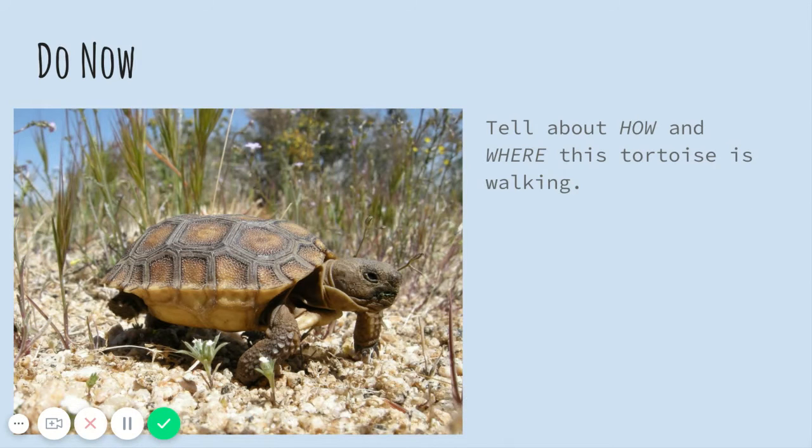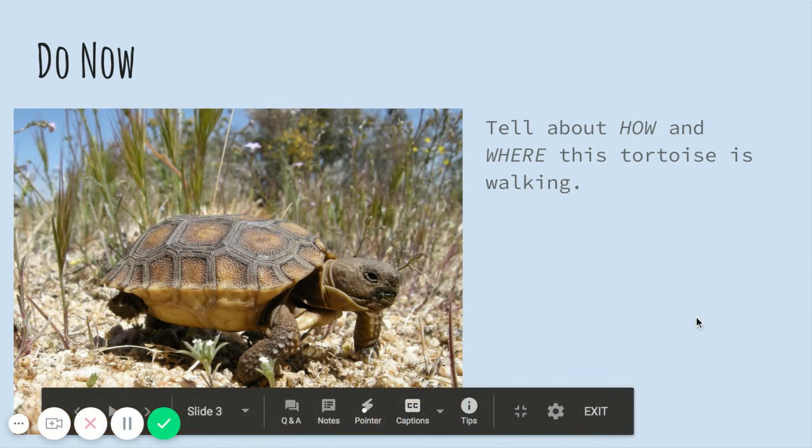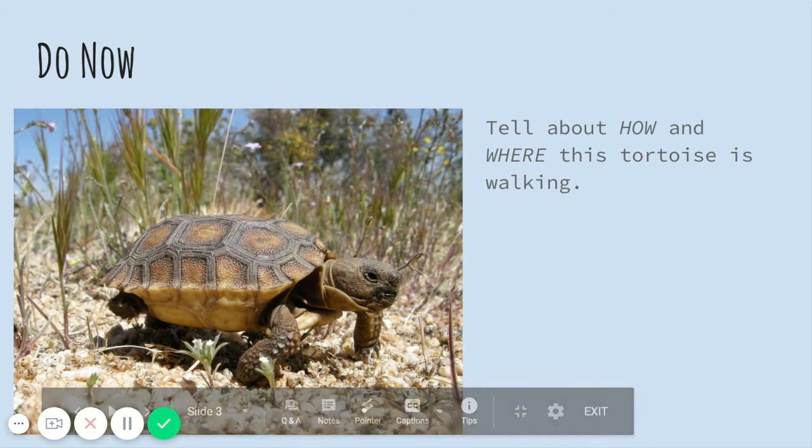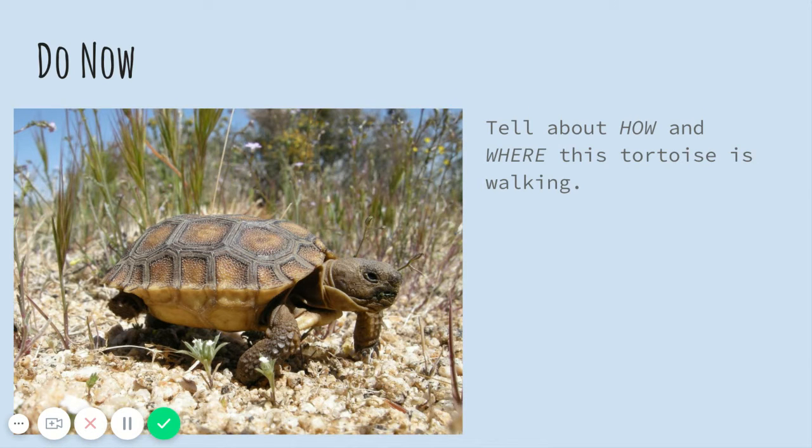For the do now today, I want you to look at this picture, and this is a tortoise, not a turtle. I had to look up the difference. Tortoises, the main difference is that they live on land, whereas turtles live in water most of the time. So this is a tortoise, and I want you to think to yourself for a minute or two maybe, and tell about how and where this tortoise is walking. Now, you might want to write this down. You might pull your sibling into the room and tell them. But just looking at the picture, how is it walking and where is it walking?